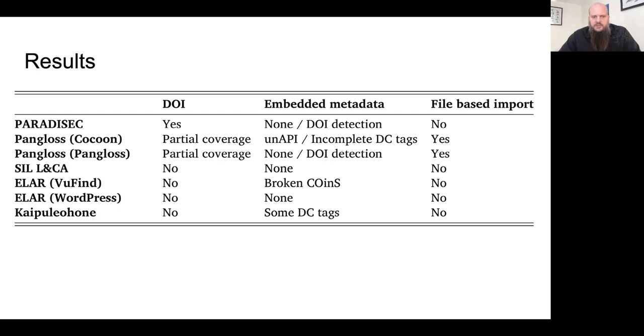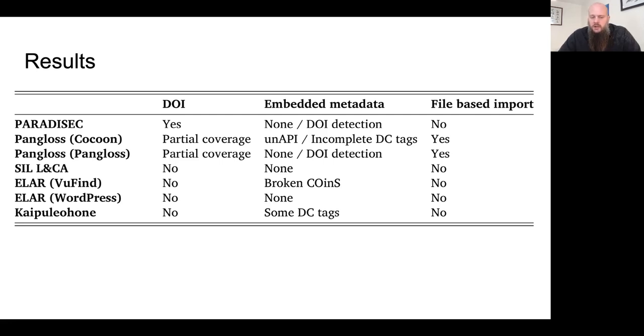ELAR, when I talked with Mandana about an earlier version of this paper, she also said that ELAR is changing to a WordPress front end and should release that later this month, being February 2021. Currently, ELAR uses ViewFind, so that's why there's 2 lines there. Pangloss has the 2 organizations and 2 user interfaces, that's why there's 2 lines there.